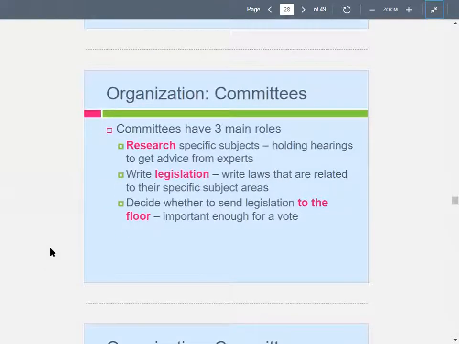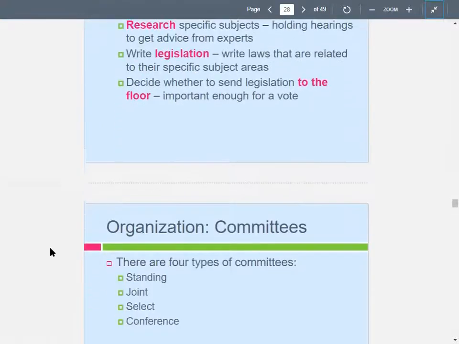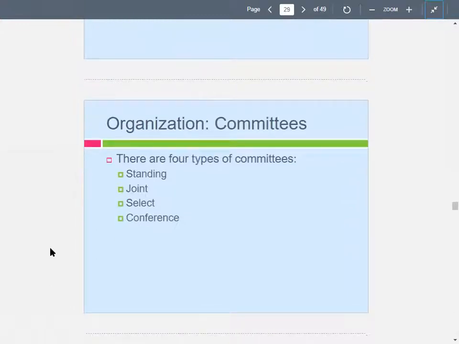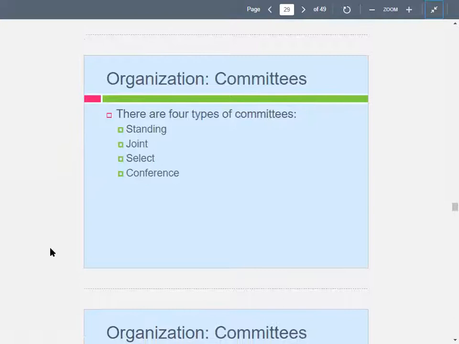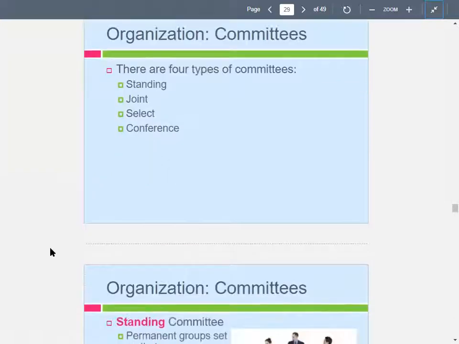Committees have three main roles. They research specific subjects and hold hearings to get advice from experts. They write legislation, which are laws that are related to their specific subject areas, and they decide whether to send legislation to the floor, which means it's important enough for a vote. There are four different types of committees. You have the Standing Committee, the Joint Committee, the Select Committee, and the Conference Committee.